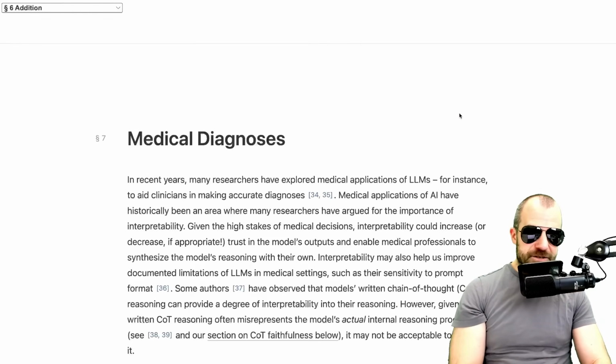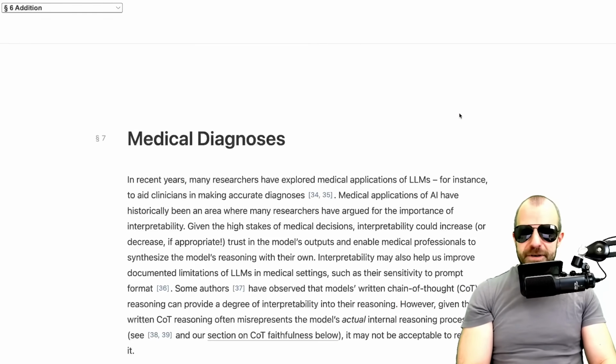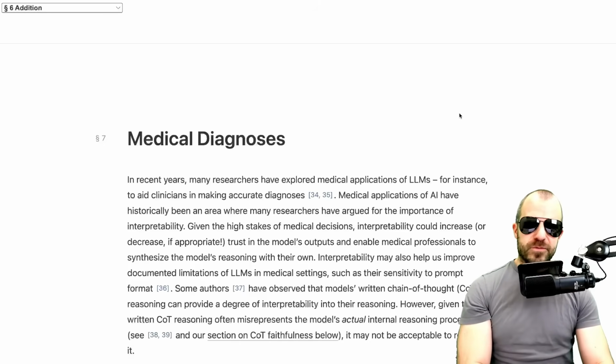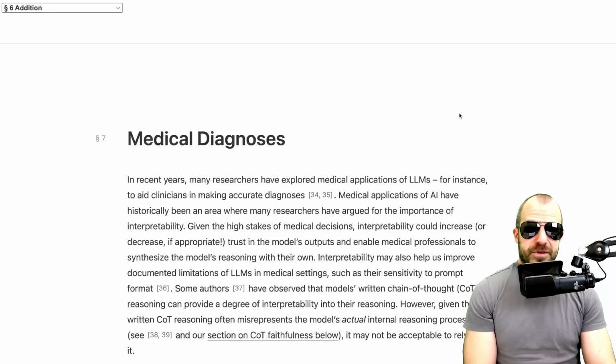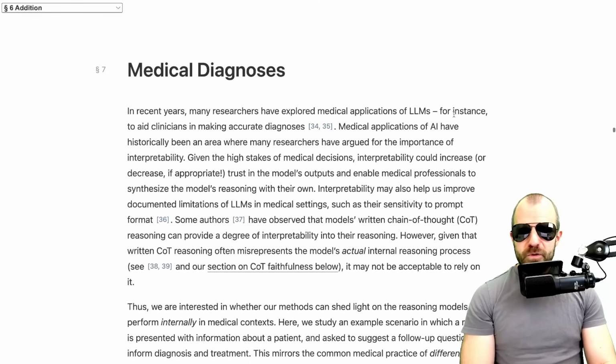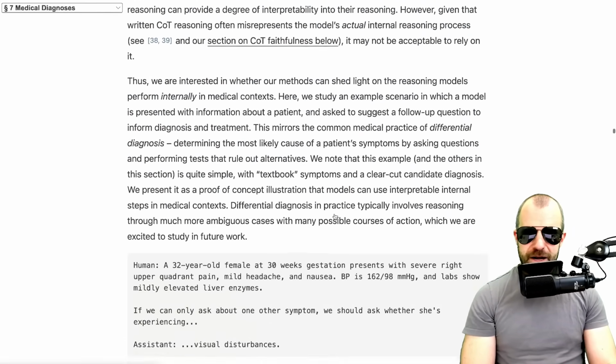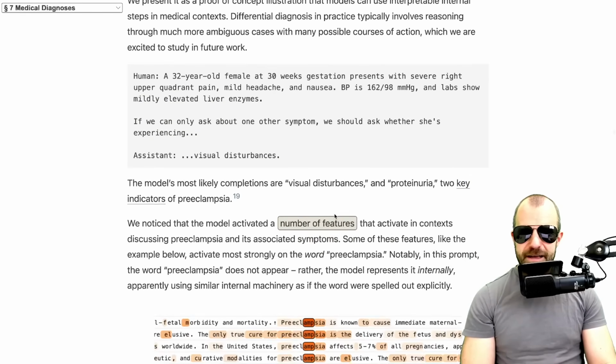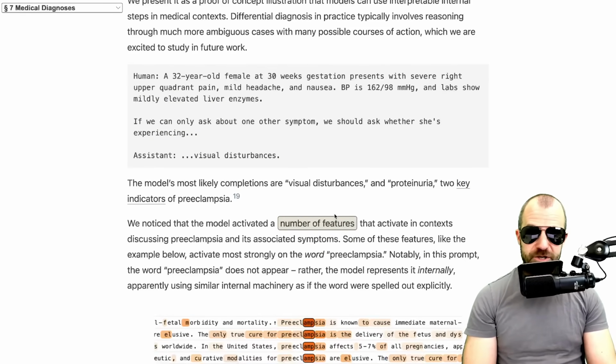Right, I found this interesting. Whether it's a failure of their method or whether this is actually a property of the underlying transformers themselves, I found interesting in both ways. Moving on to medical diagnosis. And here we're going into a realm of analyzing a model's ability to do differential diagnosis.